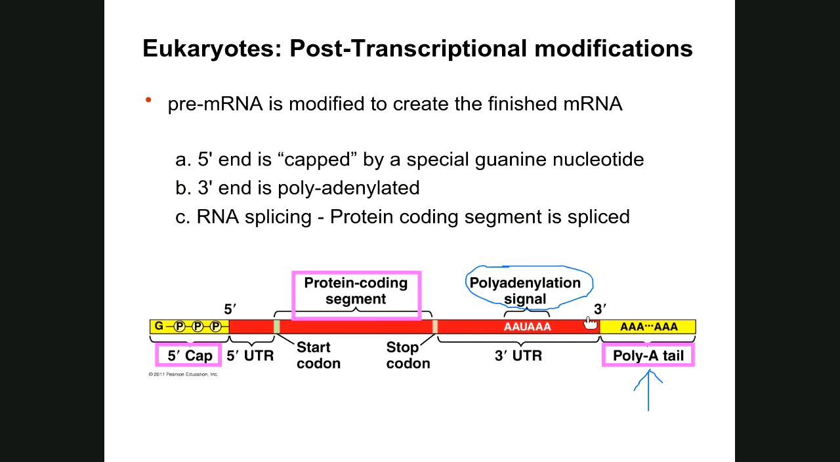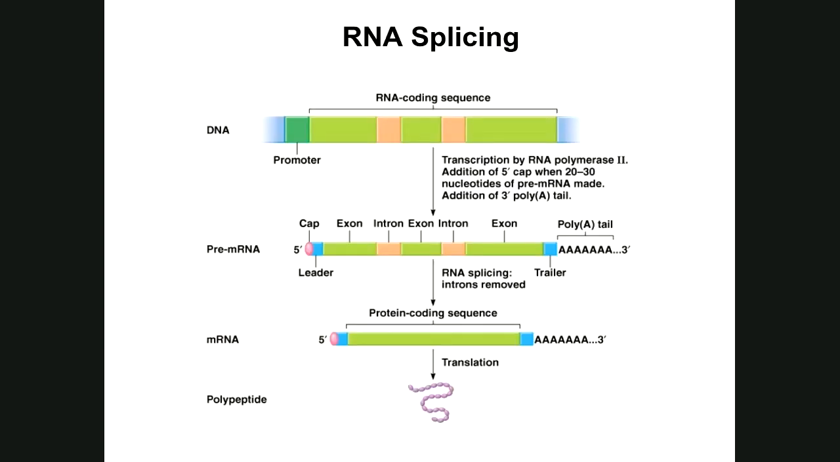The last modification is simply called RNA splicing. It's for eukaryotes only, and I'm going to go to the next slide here. For eukaryotes, what was discovered is that in units of DNA that form genes, so again, it says RNA coding sequence, but what they're referring to is a gene.